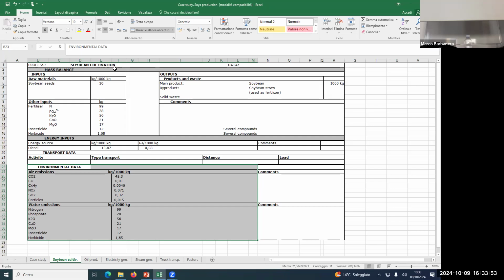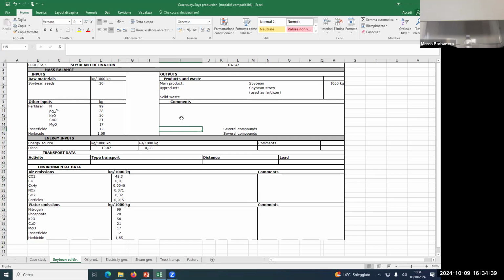In the database, you have to select the process about the production of 1,000 kilograms of soybean. Okay, and so in that case, you have average data, average input and output data to model the production of soybean. Instead, if you use primary data, you have the possibility to model exactly your process, not considering average data, but considering your specific process, about your specific company.